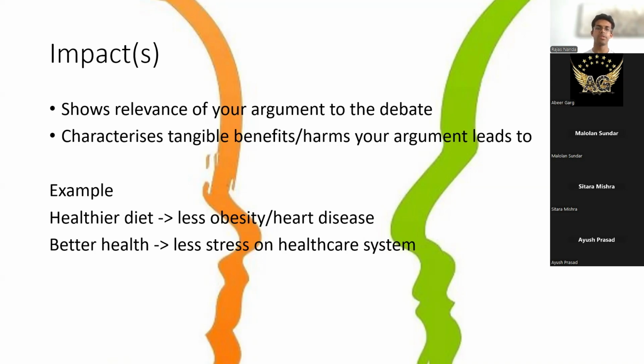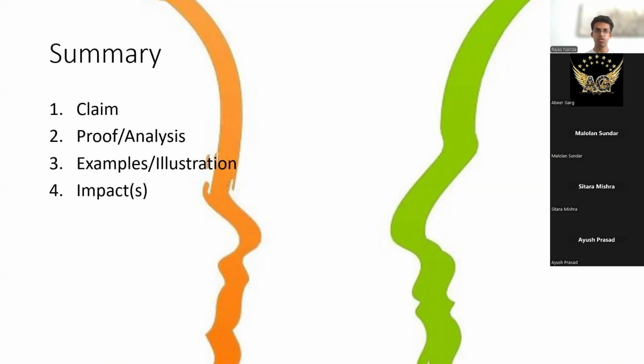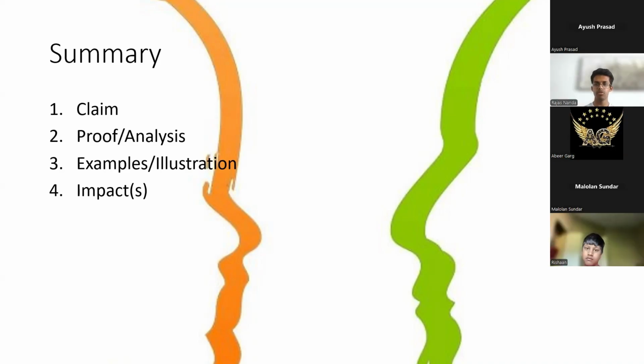Does that make sense? So just to summarize, these are the four bits, and every argument you give should have all of them. Maybe an example isn't always necessary, but you should always have a claim, analysis, and then an impact. Any questions? Yes, Ayush?